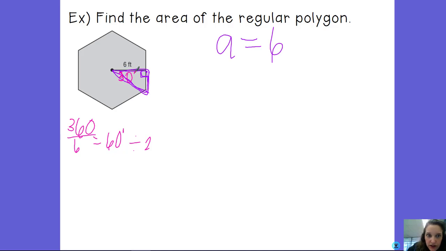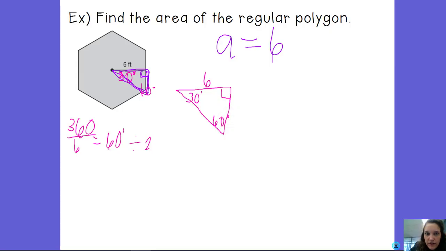Oh my gosh, it's a special right triangle. A 30, 60, 90 special right triangle. I'm going to take that right triangle and redraw it a little bit bigger, just so it's a little bit easier to see. This angle up here is 30, this angle down here is 60, and this is 6.